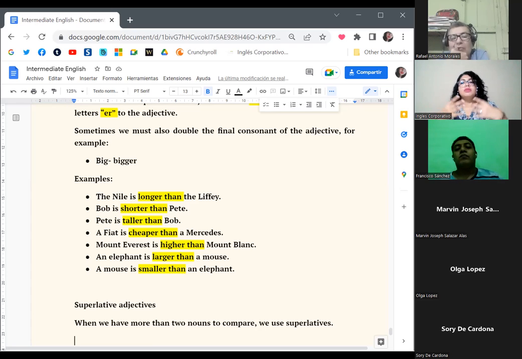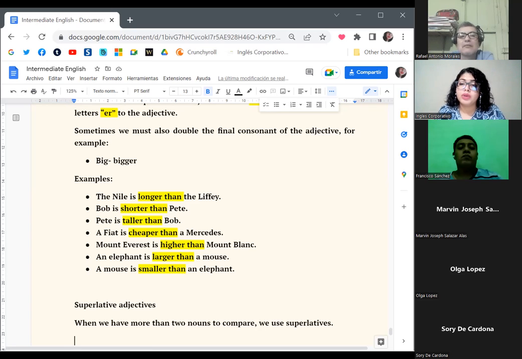So we can say, when we are making use of these kinds of adjectives, the third table is the smallest table. In this case, we are not going to use the ER, we are going to use EST. So in that case, we are saying that there is no other table that is smaller than that one. So the third table is the smallest table. And also we can say the first table is the biggest table.